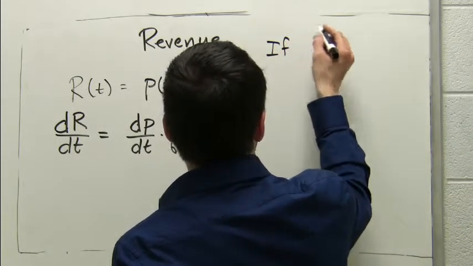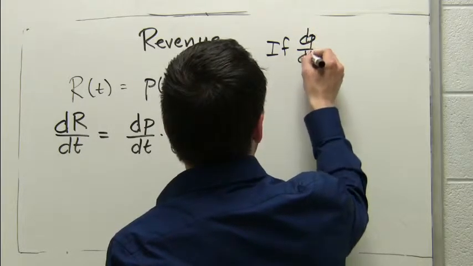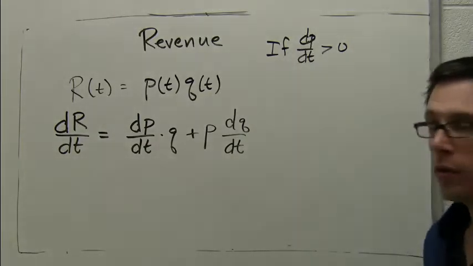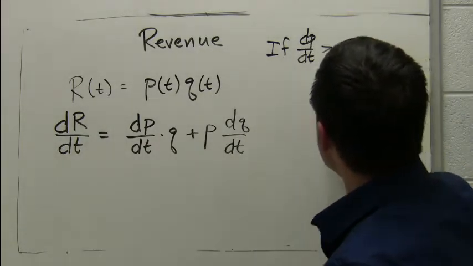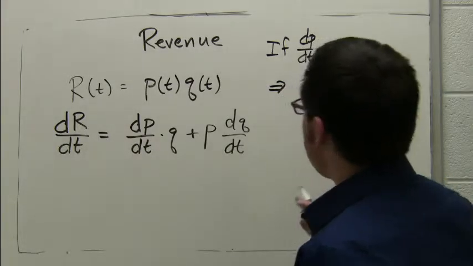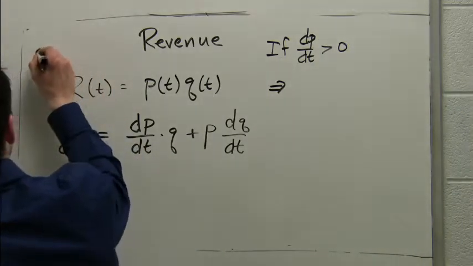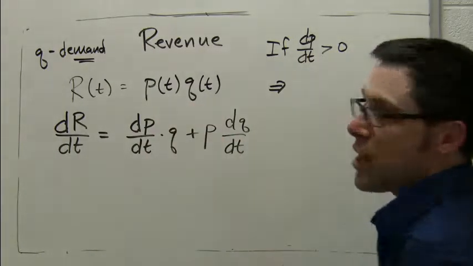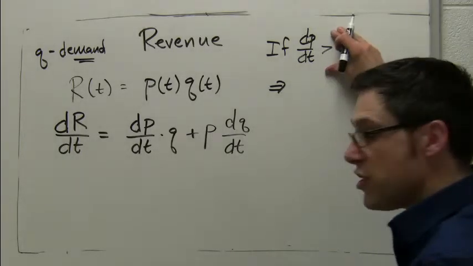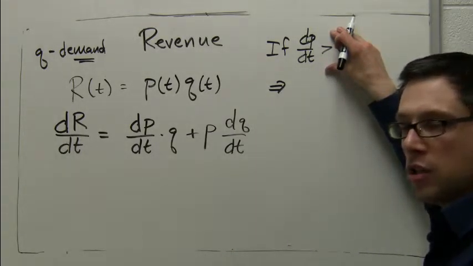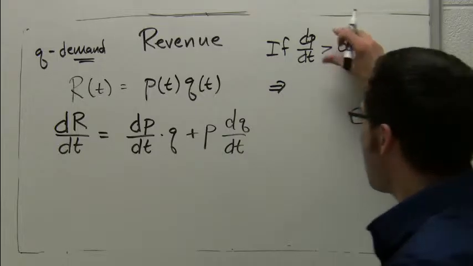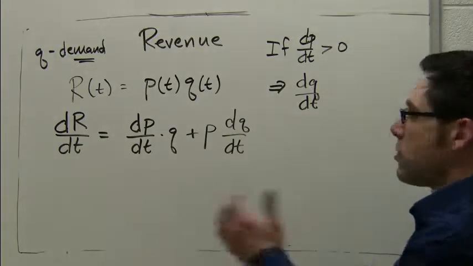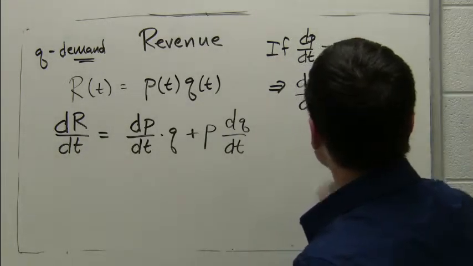If dP/dt, if price is changing with respect to time, is positive, so price is increasing, that implies, if I'm talking about demand, so think of Q as demand, on the demand side, that if price is changing in a positive way with respect to time, so it's increasing with respect to time, I know that demand, price goes up, demand goes down. So that means the change in demand is negative.